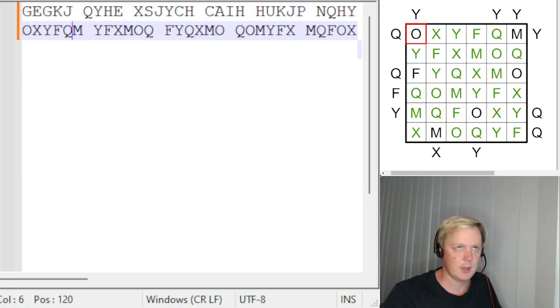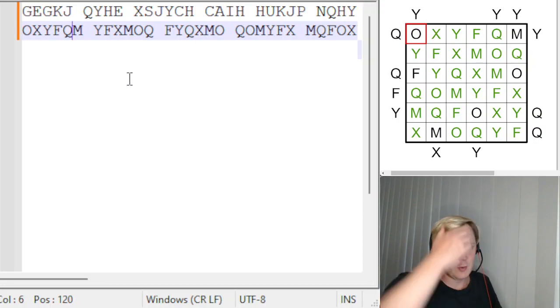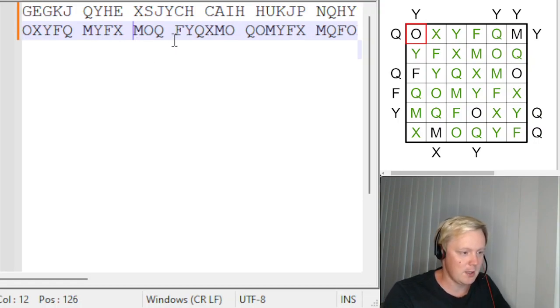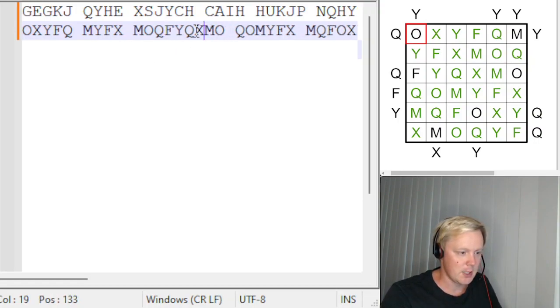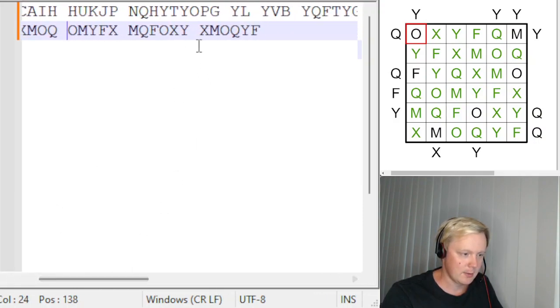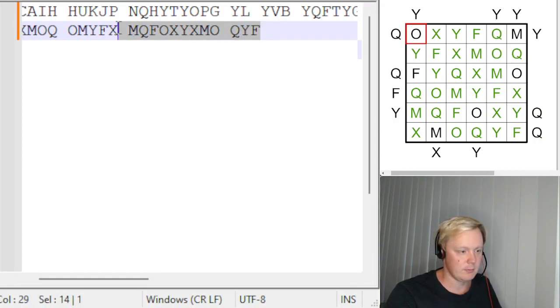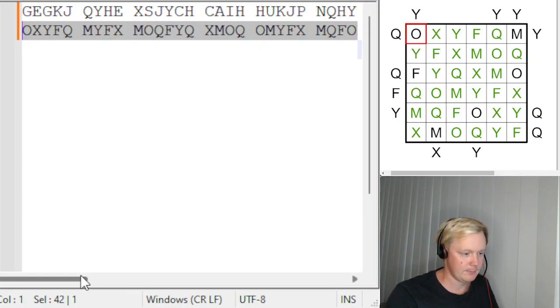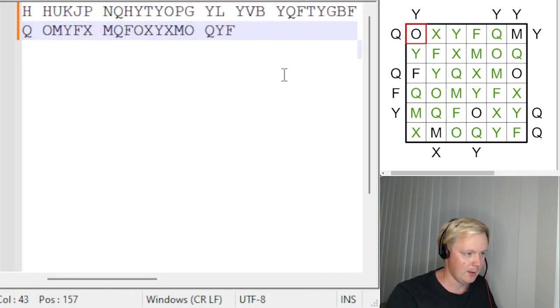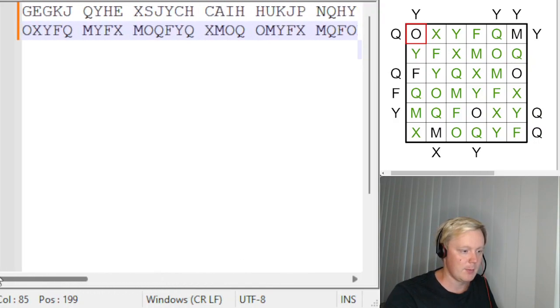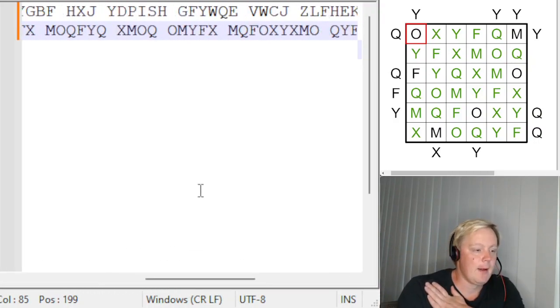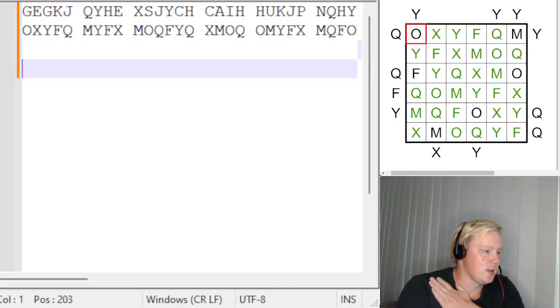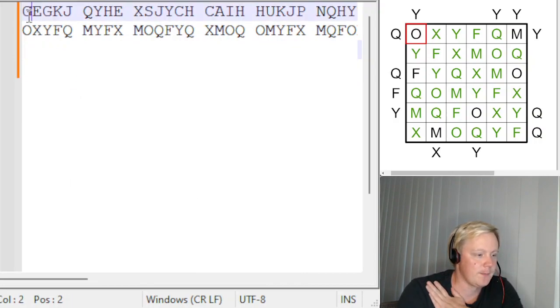Not that I typed it incorrectly, but yeah. Now we just fix the spacing to match the actual message. And then this key would just be repeated, but I'll do it later. You just repeat the key as many times as you need. But okay, so Vigenère cipher, how does that work?